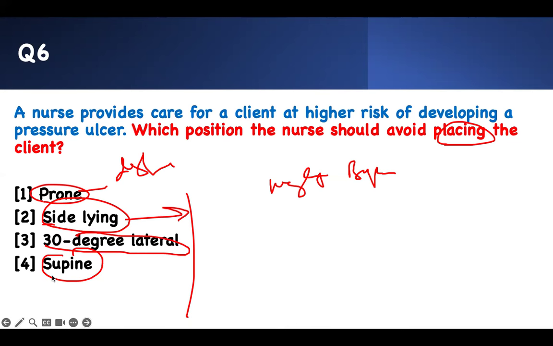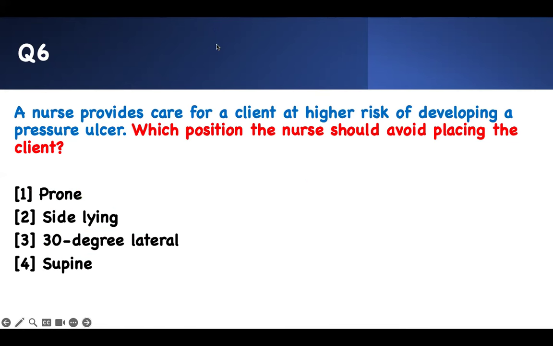The bone is close to the surface of the skin and it can get irritated, like when you're lying on your side, your hip bone. But in all the other positions the pressure is distributed, especially at 30 degrees. So if you want to lay them on their side, put them at 30 degrees lateral. Two, you should avoid doing it at all. Don't put them in that position.